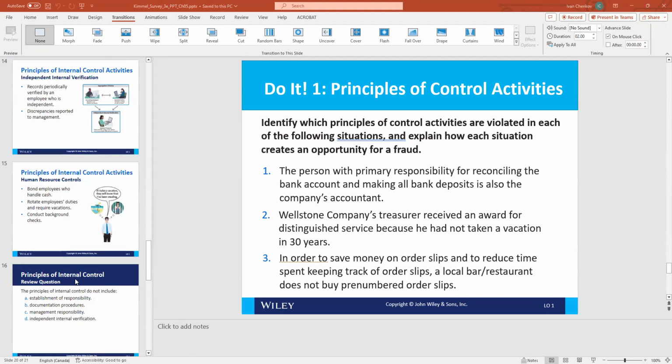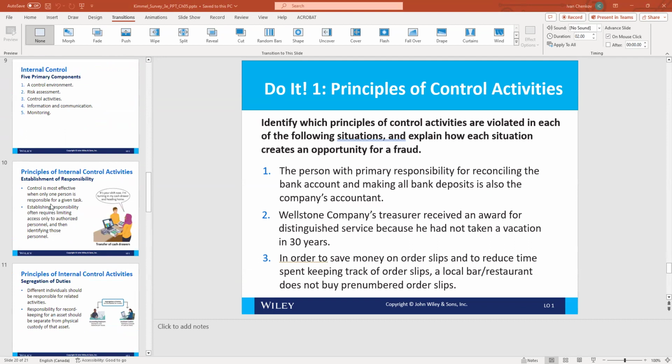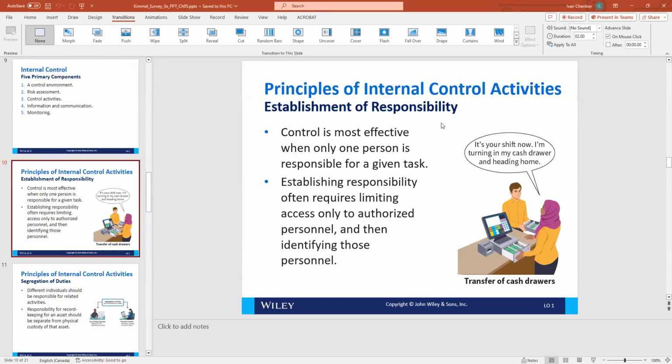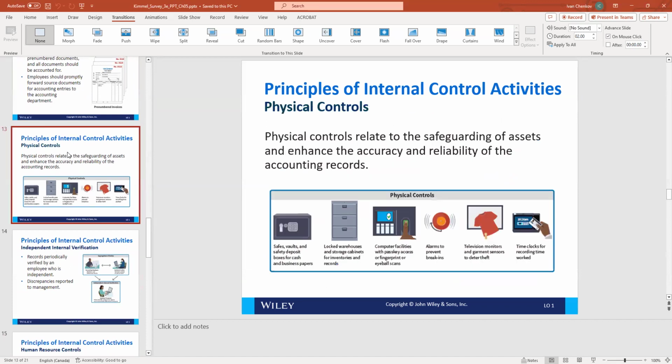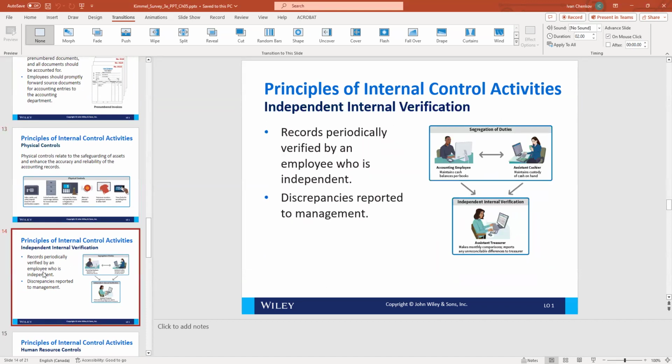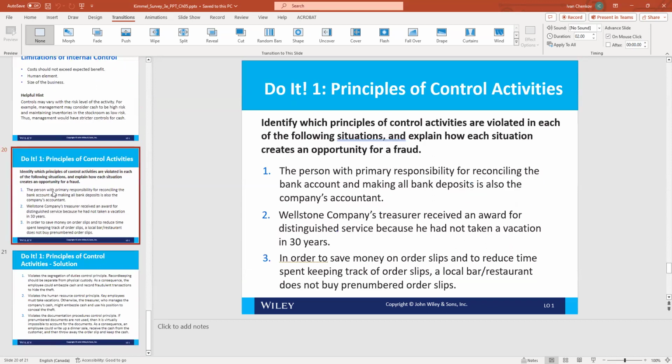Right. The principles of control activities are here. Establishment of responsibility, segregation of duties, documentation procedures, physical controls, independent internal verification, and human resource controls. So the first one is segregation of duties. Next one, Wilson Company treasurer received an award for distinguished service because he had not taken vacation in 30 years. And he's the treasurer, people.